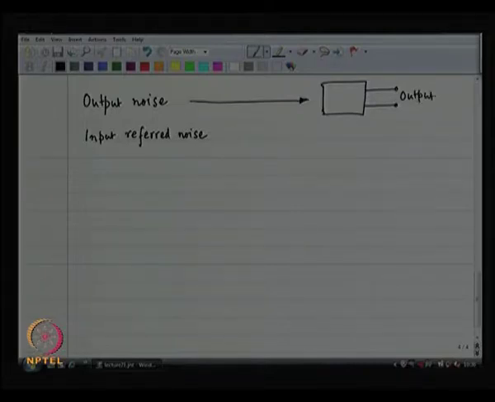Now, the input referred noise is something that is harder to understand. There is no great definition for output noise. Output noise is the total noise that you see at the output. Now, you do this exercise, you find out the output noise and you consider your system having an input and you have your output.